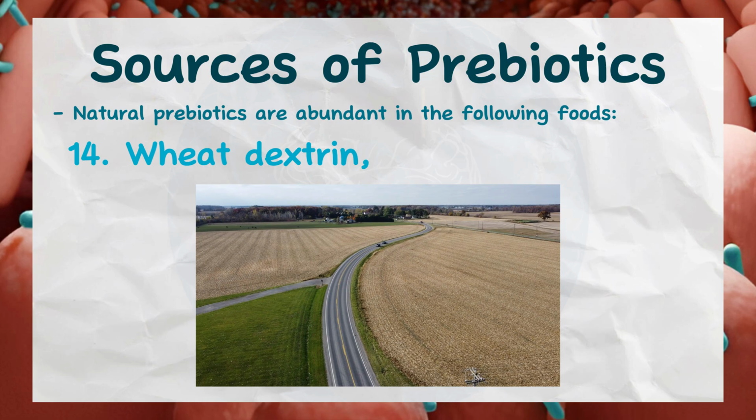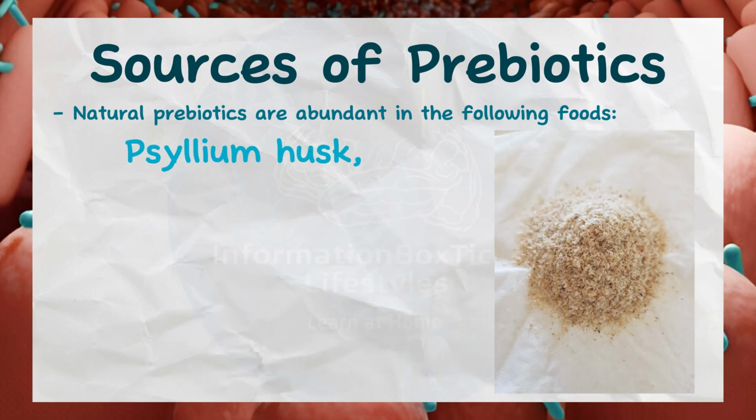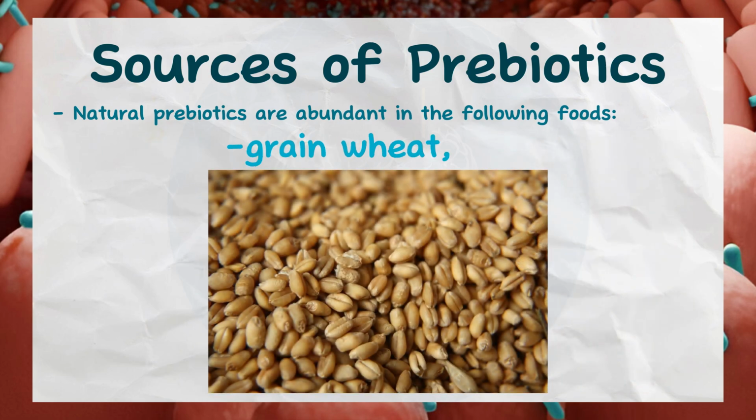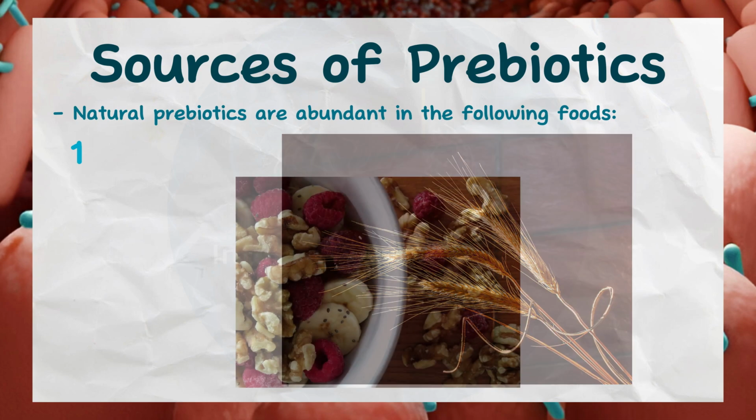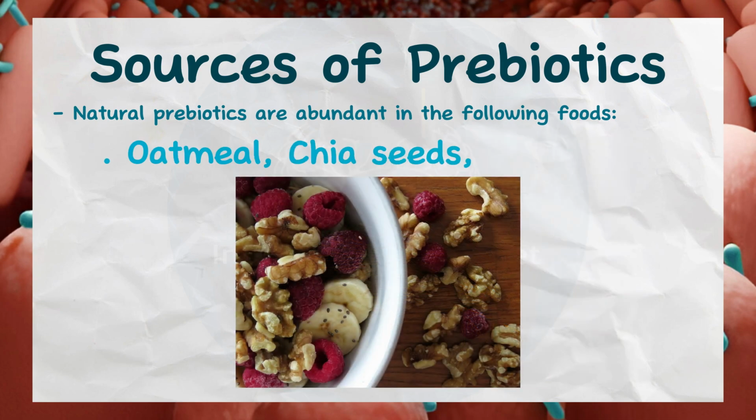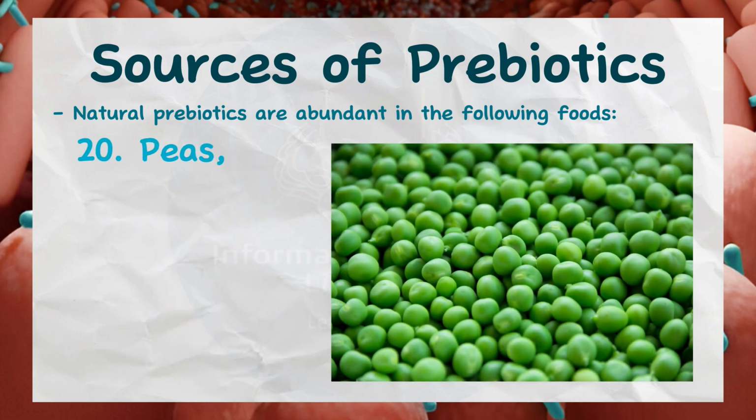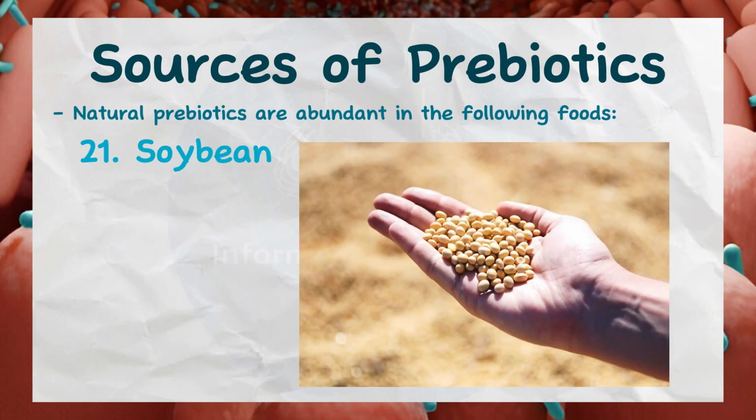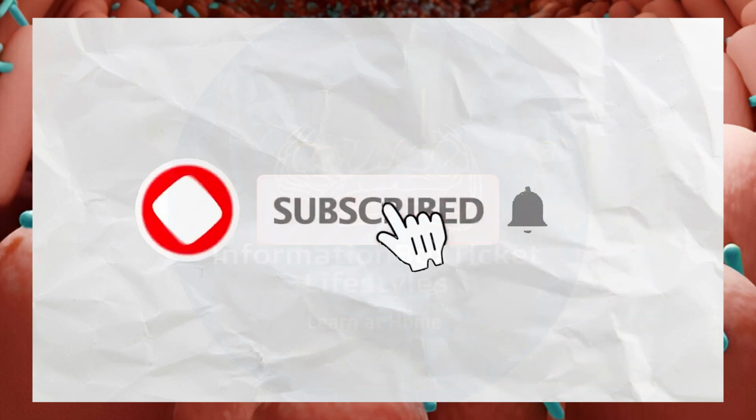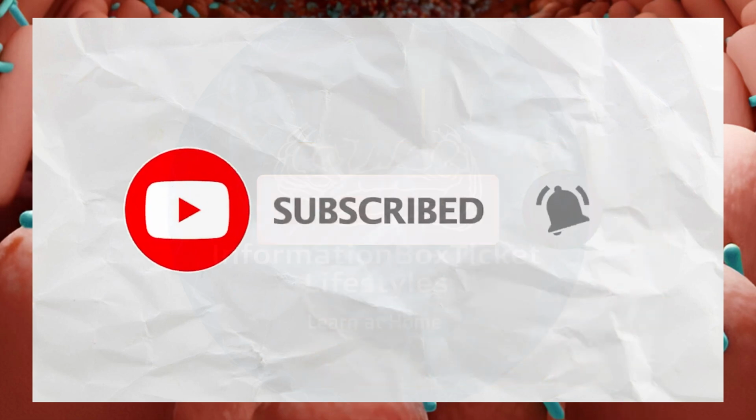14. Wheat dextrin. 15. Psyllium husk. 16. Whole grain wheat. 17. Barley. 18. Oatmeal, chia seeds. 19. Whole grain corn, beans. 20. Peas. 21. Soybean.